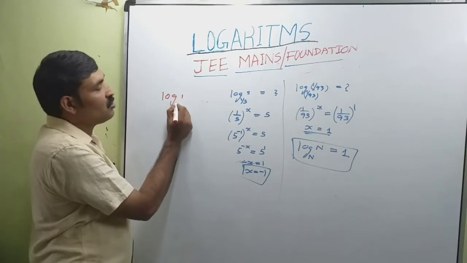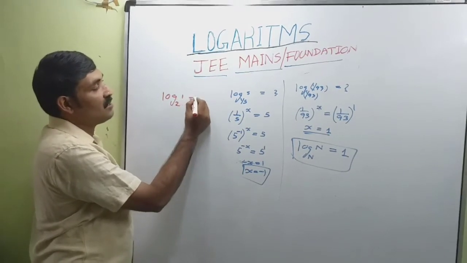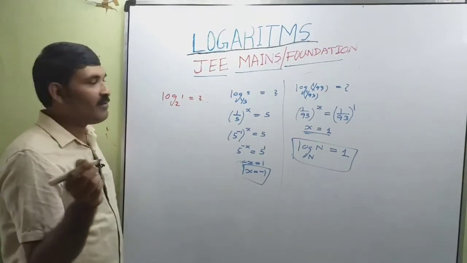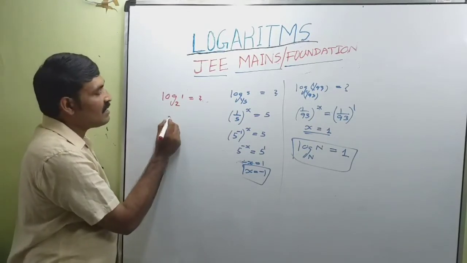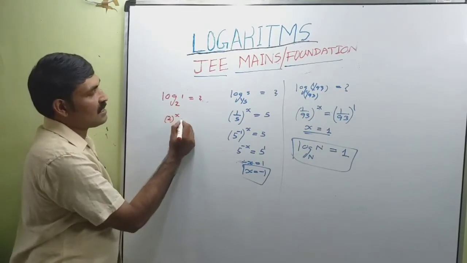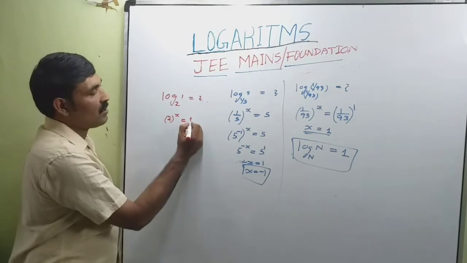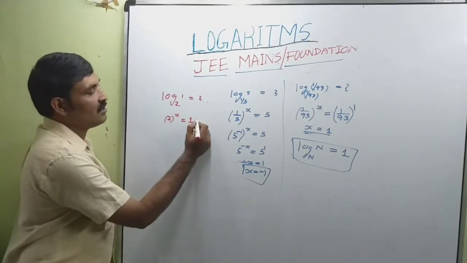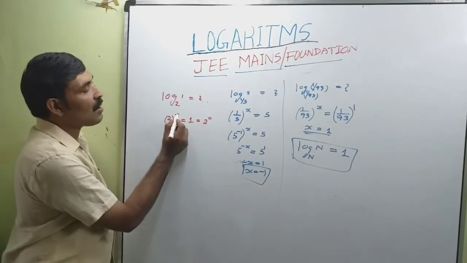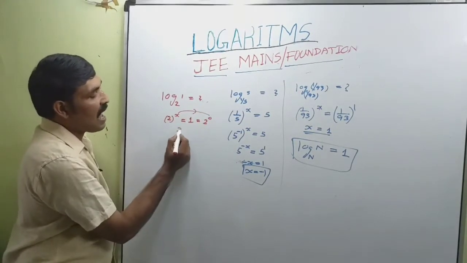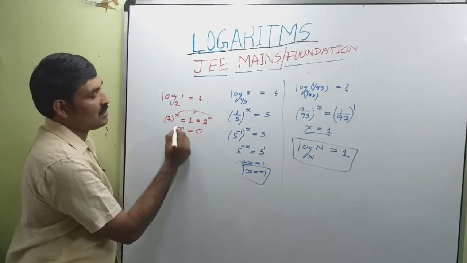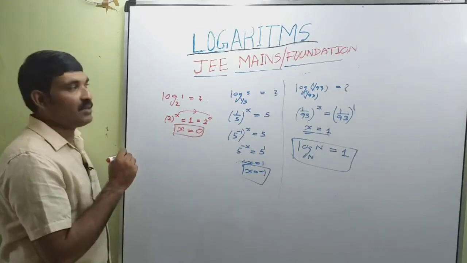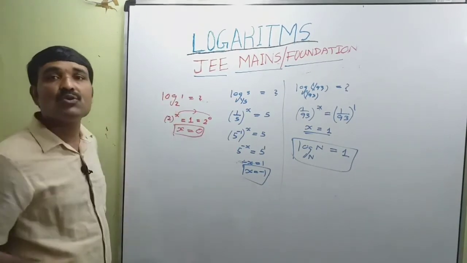Log of 1 to the base 2 is equal to question. Okay, we can write this in exponential form as 2 raised to x is equal to 1. That means 1 is equal to 2 raised to 0. Now comparing the powers, x is equal to 0. Okay, so log of 1 to the base 2 is 0.